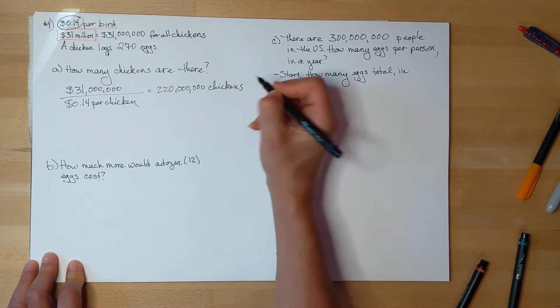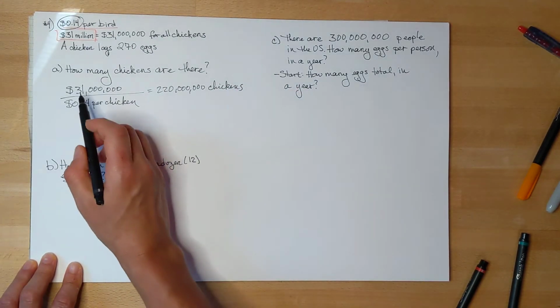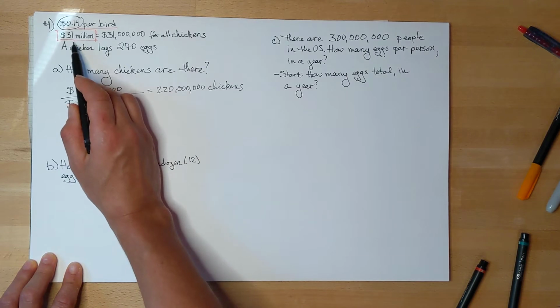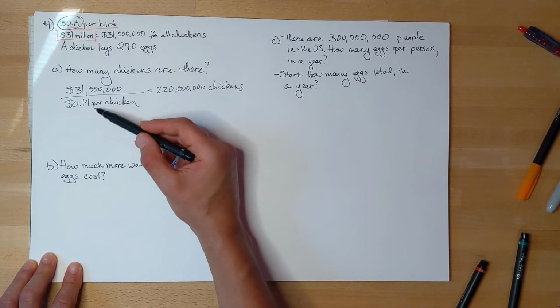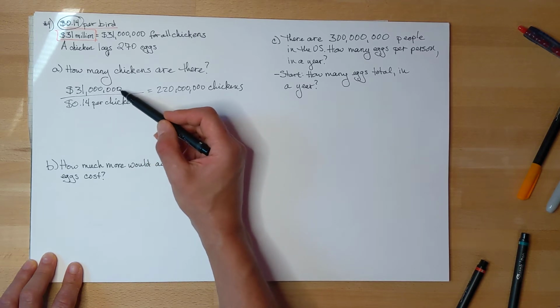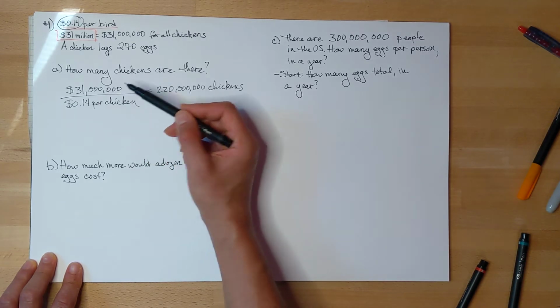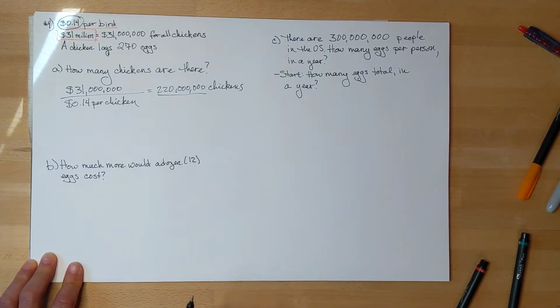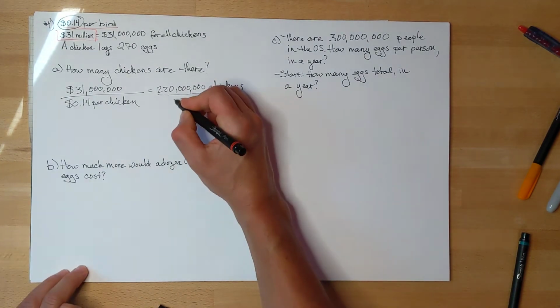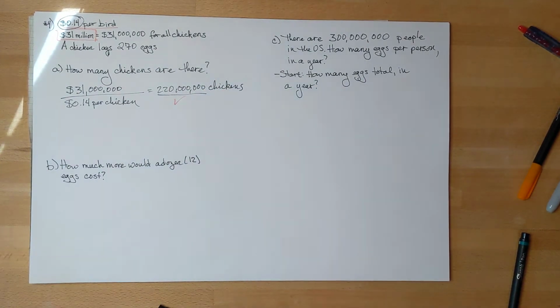Quick reality check moment. Does this make sense? It's got to be bigger than 31 million because it costs less than $1 to vaccinate each chicken. So for $31 million, I can get more than 31 million chickens. And indeed, this is a lot more than 31 million. So that doesn't tell me it's right, but at least it tells me it passes a basic reality check.